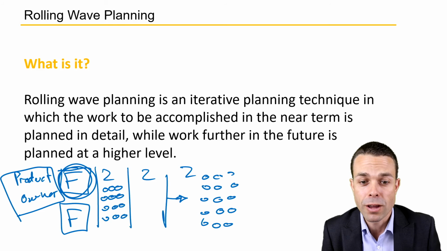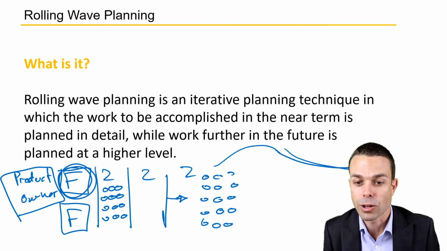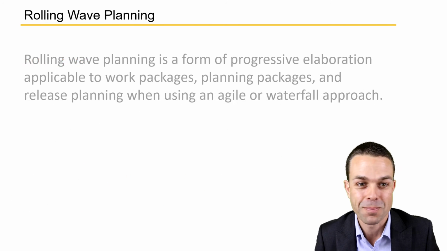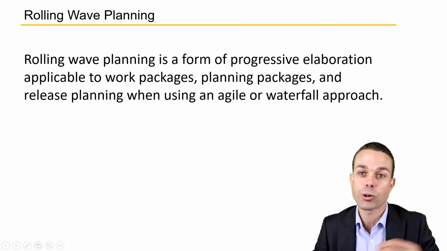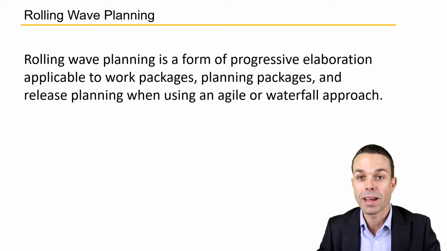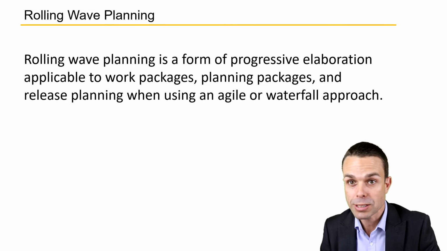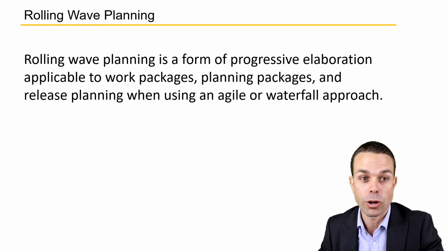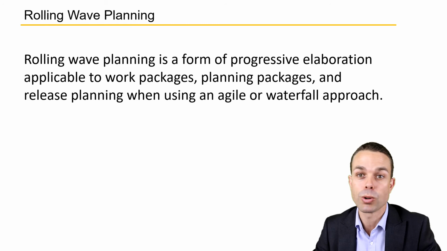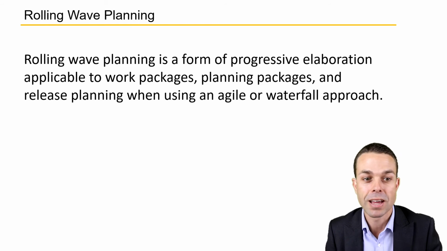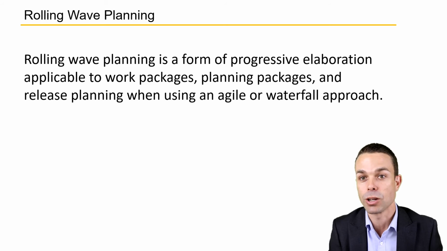It's like a wave: it starts off on the horizon and then gets very close to us, and that's when we start to get into the nitty-gritty of it. So rolling wave planning is a form of progressive elaboration. We're elaborating on things progressively, iteratively and over time. And it's applicable to work packages, planning packages, and release planning when using an Agile or waterfall approach.